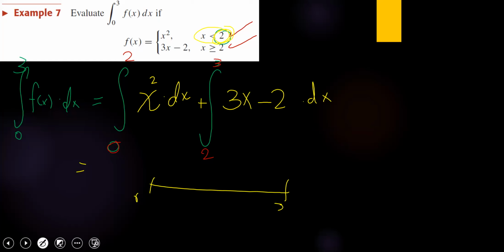Before, like yesterday, when we integrated from 0 to 3, you had the same function. Here, no. Here at point 2, from 0 to 2, we have the function which is x squared, and at point 2, the function changes. It will be 3x minus 2. So to integrate this interval from 0 to 3, you have first to integrate from 0 to 2, then from 2 to 3, because at point 2, the function changed. Okay, thank you.